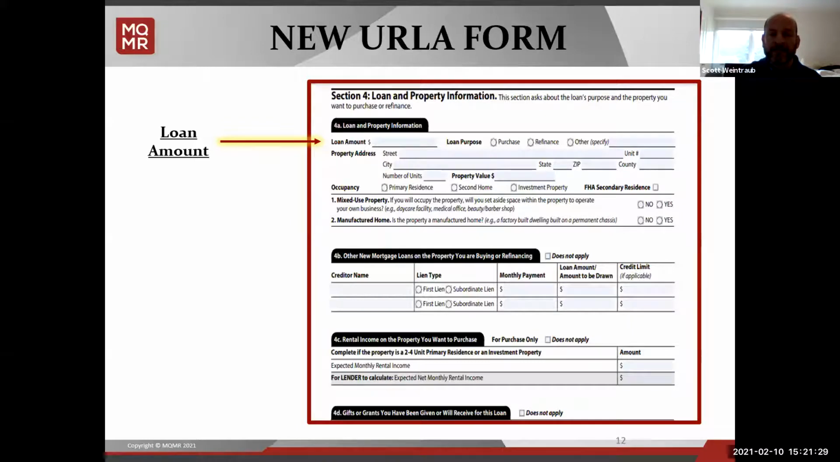And then also obviously a section for any rental income. So it's in a different section. It's in section 4. But again, I think it's laid out pretty clearly and understandably, at least hopefully, for applicants to be able to enter in the information about the property that's subject to the transaction, as well as the loan amount and the purpose of the loan. So that's section 4.